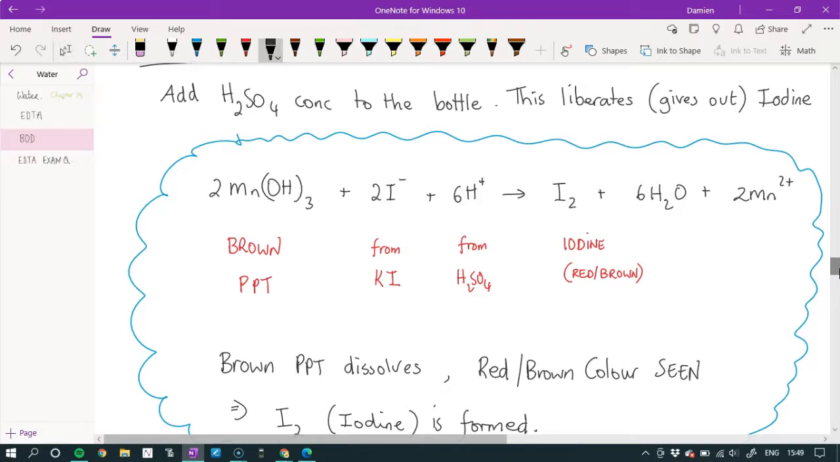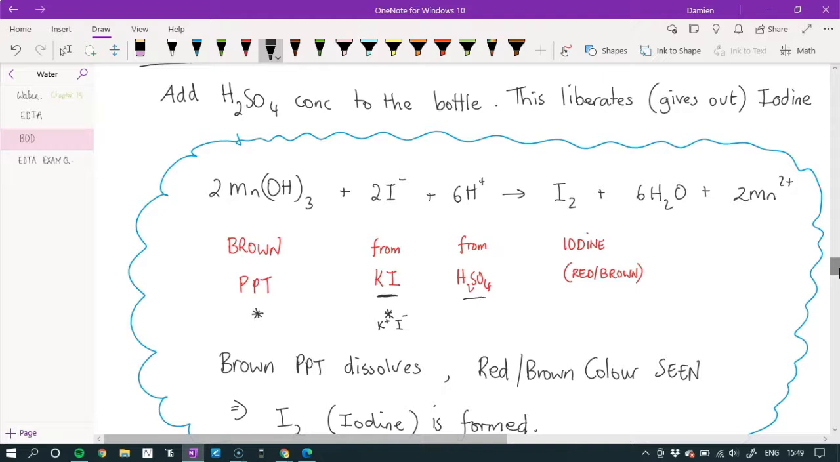So here's the equations for it. We're starting here with our brown precipitate, which is MnOH3. And already what's in the bottle is iodide. So we put potassium iodide, alkaline potassium iodide in the bottle earlier on. And again, when potassium iodide hits the liquid, it splits up into K+ ions and I- ions. So what happens is the brown precipitate reacts with the iodine part of the potassium iodide.